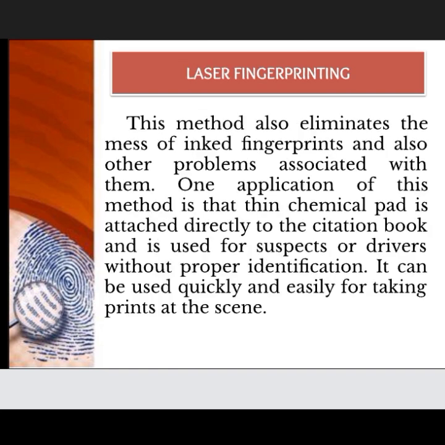Laser fingerprinting. This method also eliminates the mess of ink fingerprints and other problems associated with them. One application of this method is that a thin chemical pad is attached directly to the citation box and is used for suspects or drivers without proper identification. It can be used quickly and easily for taking prints at the scene. So, the most common device used for the detection of latent fingerprints on difficult surfaces is the argon laser.